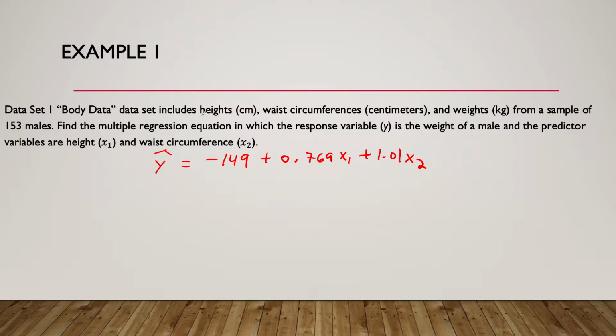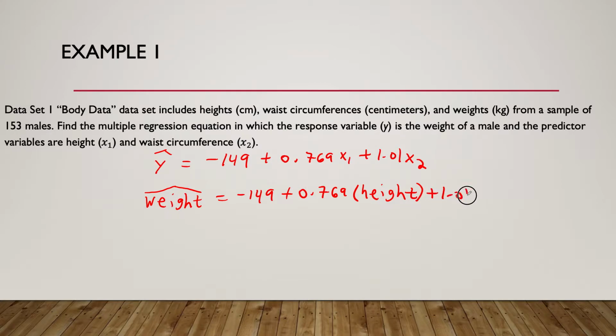We could also write it with all the variable names inside of it if it's easier to see what goes where. We would have weight with the hat above it, since it's predicted, equals negative 149 plus 0.769 times the height plus 1.01 times the waist circumference, which I'll just denote as waist.